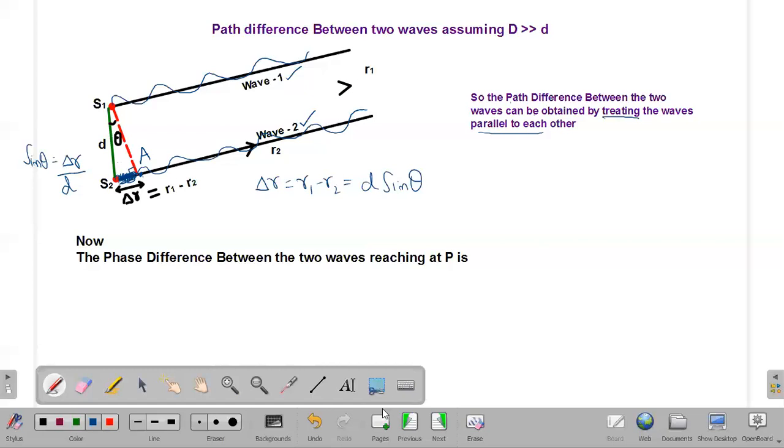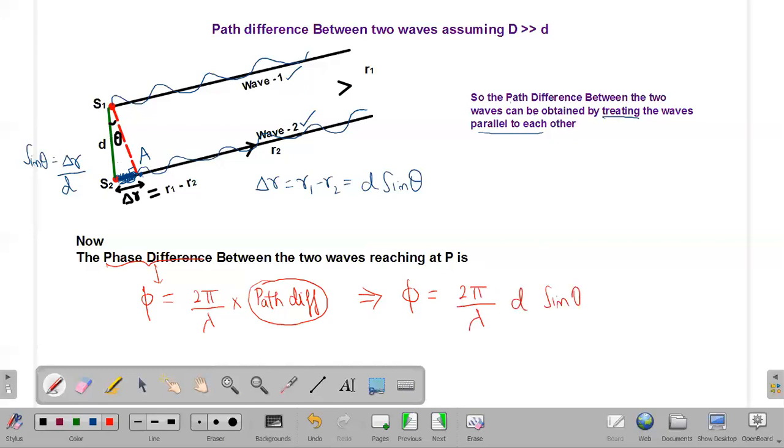Now, once we have obtained the path difference, we can convert it into the phase difference using the relation that the phase difference, normally denoted by the symbol phi, is 2 pi over wavelength times the path difference. So since we have obtained the path difference, we can convert it into the phase difference now. And now we get the phase difference between the two waves as 2 pi by lambda times d into sine of theta. So that is the phase difference.